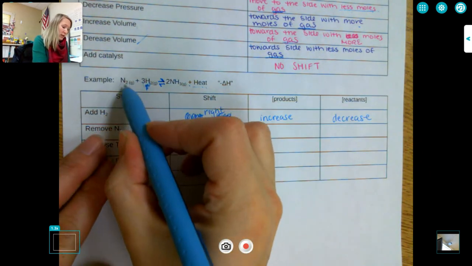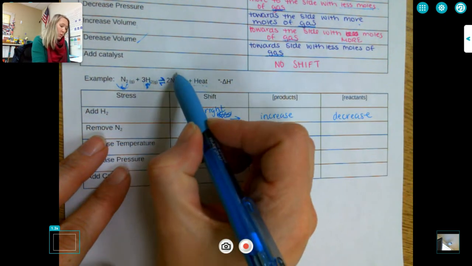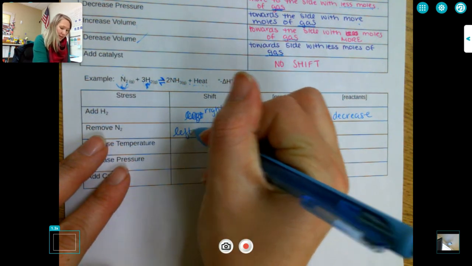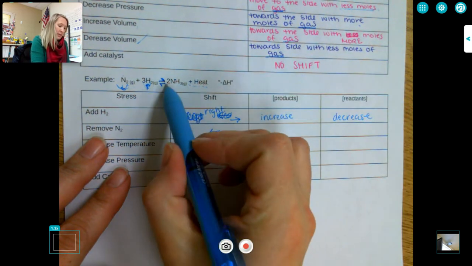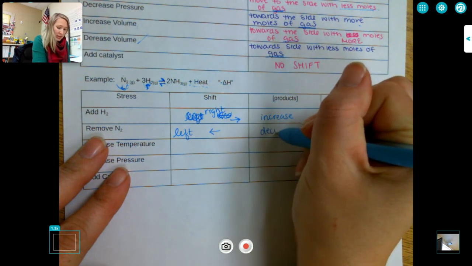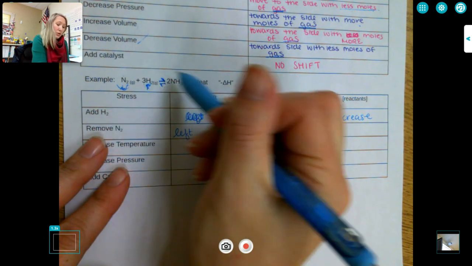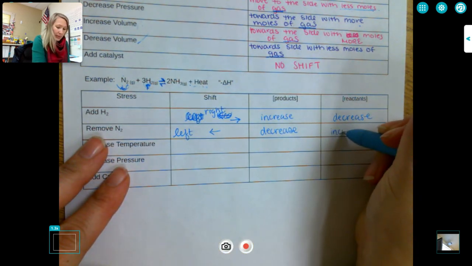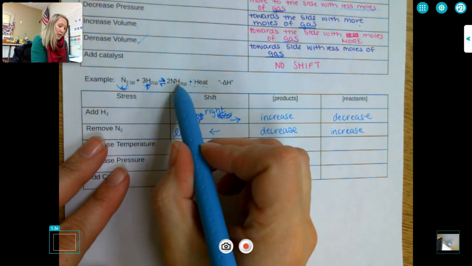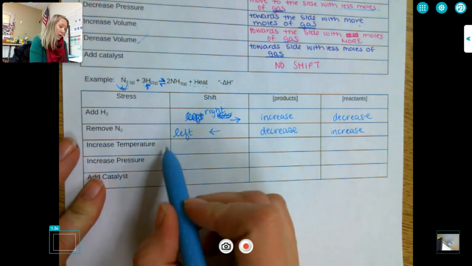Well, what if I remove nitrogen? So my nitrogen goes down. Now I have this big hole where my nitrogen is supposed to be. My reaction is going to shift to the left to fill in that hole. So it shifts to the left, which means that my amount of products is going to get consumed, so it is going to decrease, which means that my amount of reactants, because I've taken this away, needs to increase to reestablish equilibrium. The rate of increasing them needs to speed up, and the rate of decreasing this is going to also speed up.